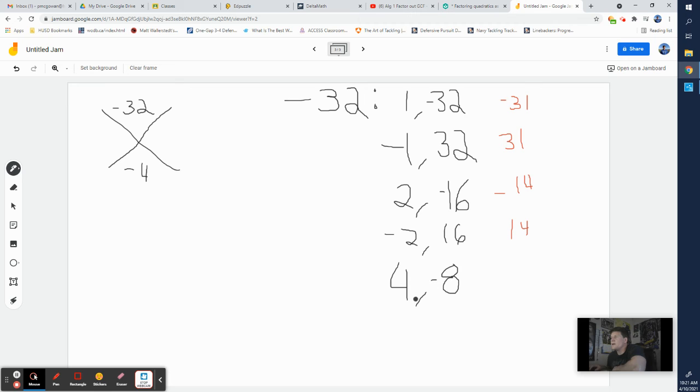Okay, let's make the 8 negative. The 4 is positive. 4 times 8 makes 32. Positive times negative makes negative 32. Okay, good. 4 plus negative 8 gets me the negative 4. Gets me what I was looking for right there.